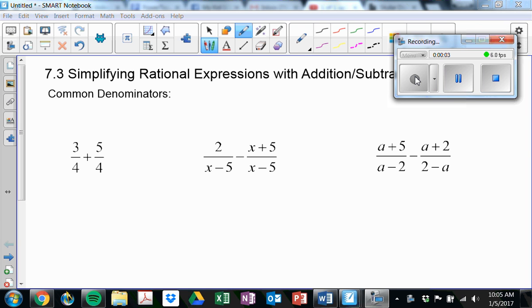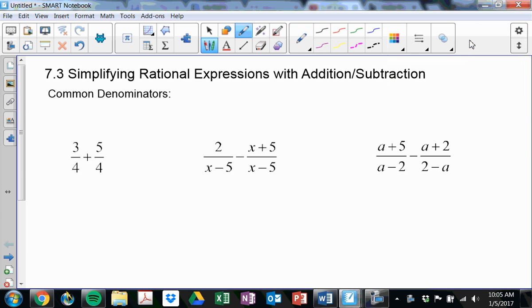7.3 is on simplifying expressions, rational expressions with addition or subtraction. Like I've done with every other unit, I'm going to talk about a simpler case first. Remember, when you're adding fractions, you have to have a common denominator.